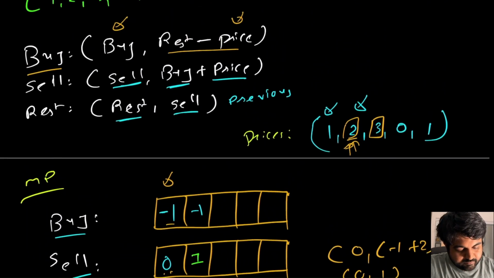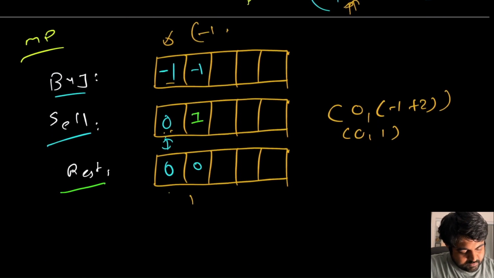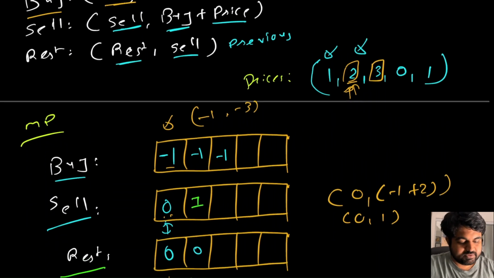So once again, for buying we are comparing the maximum profit, -1, versus what if we rested, so resting is 0, so 0 minus 3 is going to be -3. So -1 and -3 we are comparing, -1 is the maximum profit, so we'll just mark -1 so far.